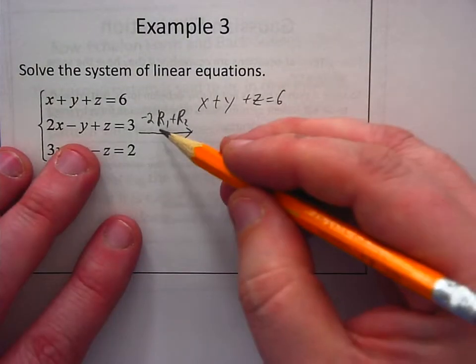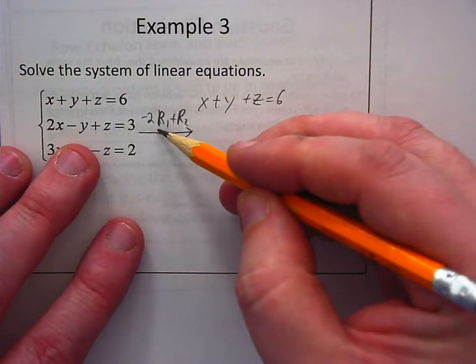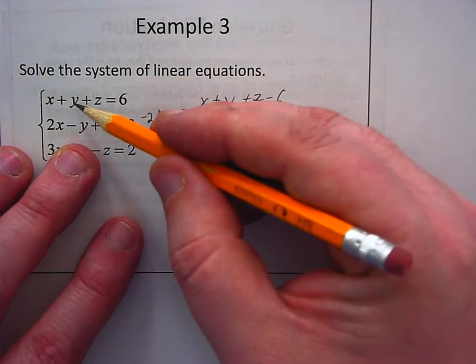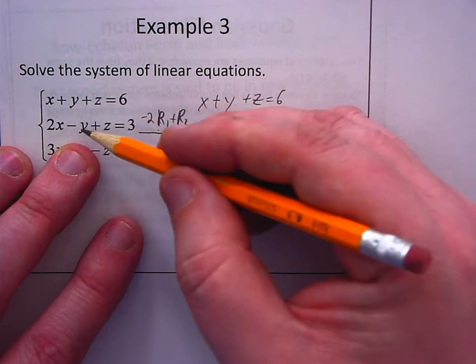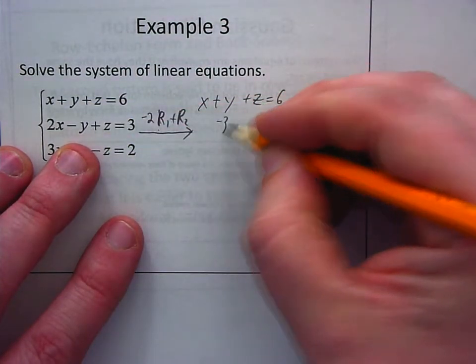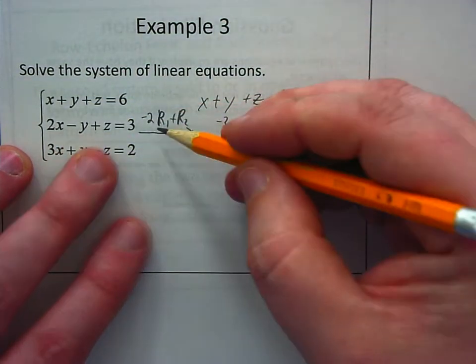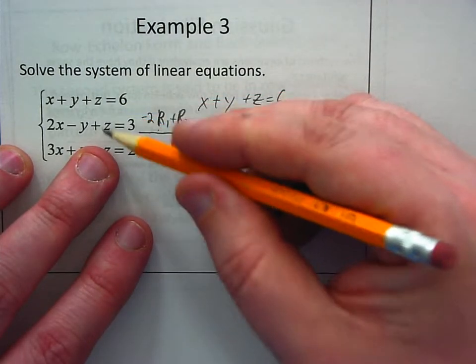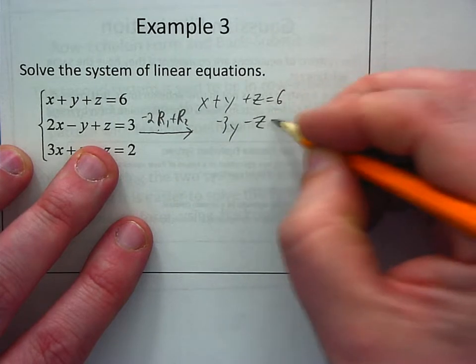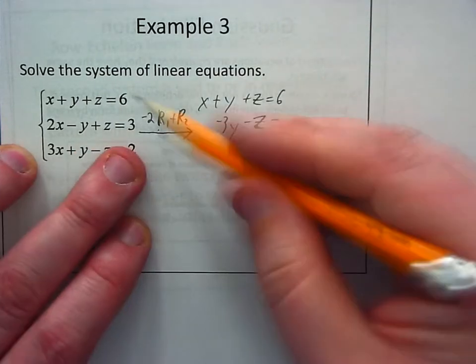So x is going to be gone. For y, I'm going to take -2 times the y up here, and then add that to -1y. So that's -2y plus -1y is what? -3y. Then I'm going to do the same thing with z. -2 times z is -2z plus z minus z. -2 times 6 is?